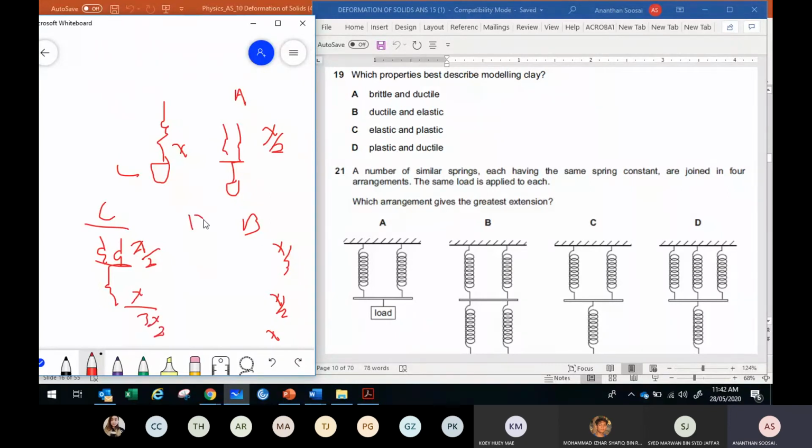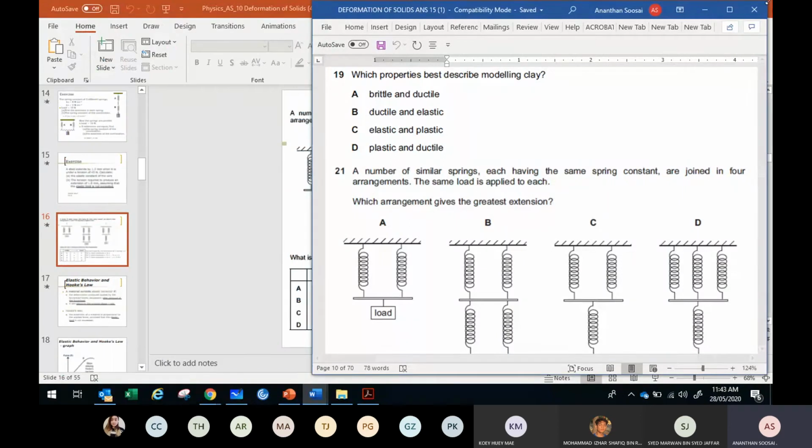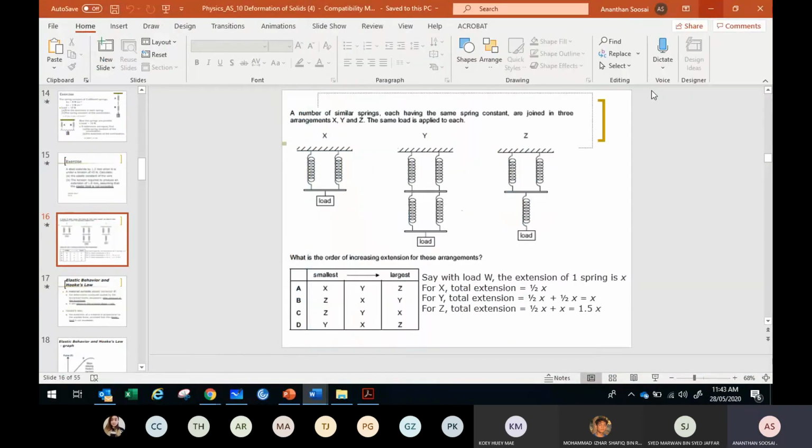And D is what? Up has 3, so X divided by 3, so the extension is X over 3, and the down is only one spring, so it's X. So all together is about 1.33X. So the greatest extension is C, 1.5X. So this is how series and parallel works. So let's move on.